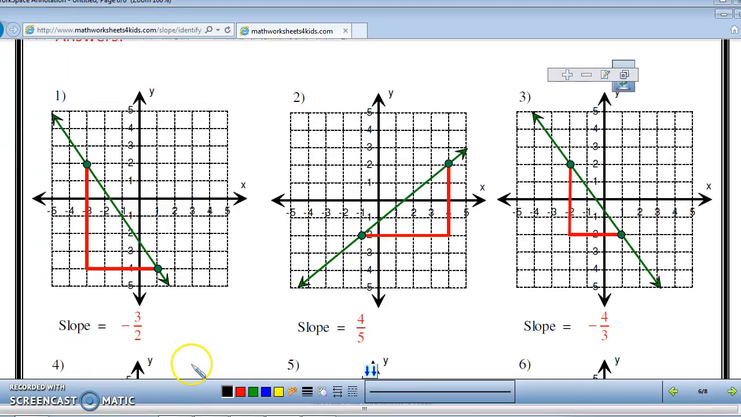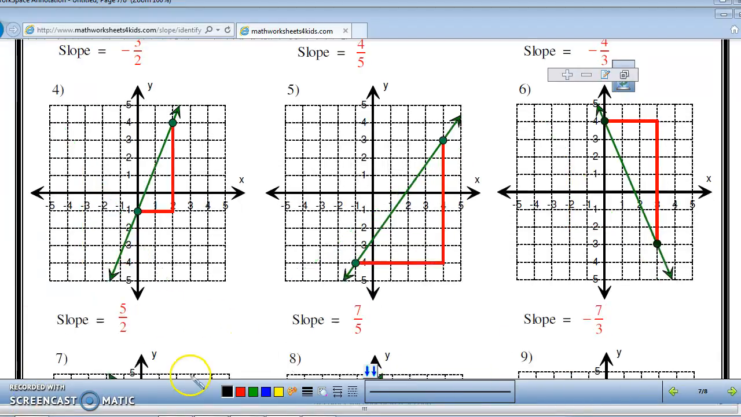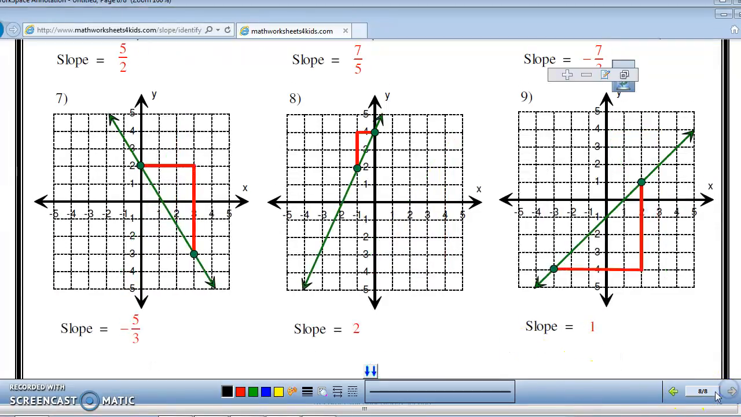You can pause the video, check your answers, and raise your hand if you have any questions. Go ahead and try questions 4, 5, and 6. Okay, go ahead and check here 4, 5, and 6. If you have questions, let me know. Go ahead and try 7, 8, and 9. And check your last 3 answers. If you have any questions, let me know. Otherwise, check the board to see what to do next.